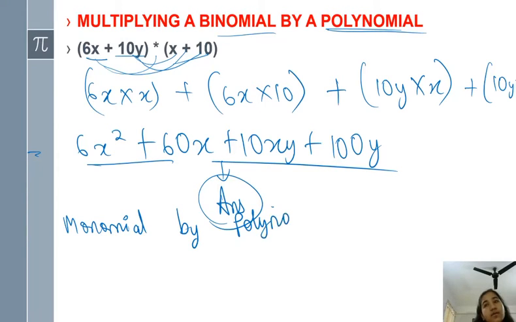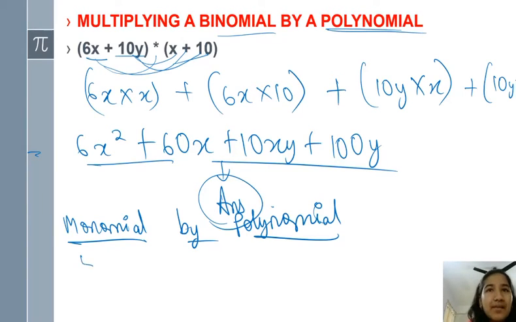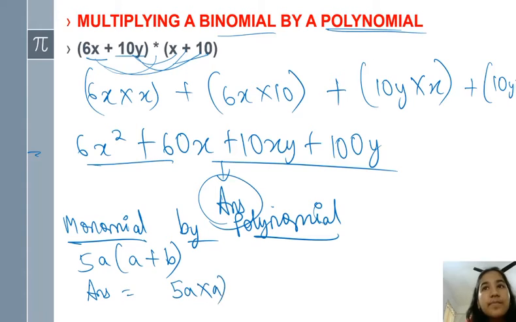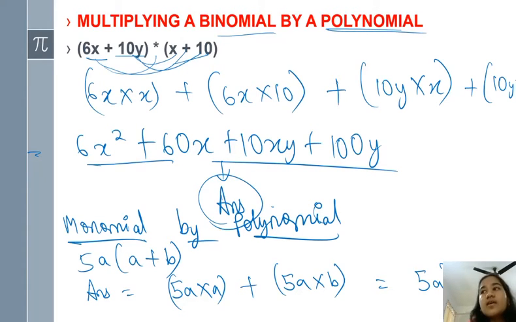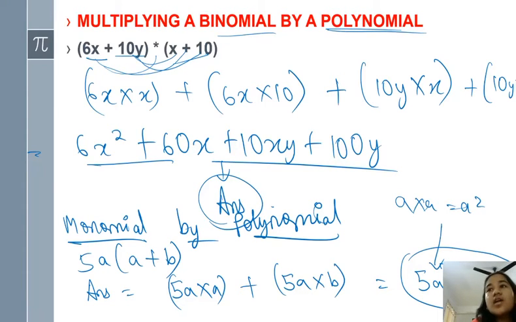Okay, because last time I think you all got confused, I'm going to explain it appropriately. Let me take one example. Simple example. For this, the answer is equal to 5a into a plus 5a into b, which is equal to 5a square plus 5ab. This is our answer. Done. See, a into a is a square, so that's why it's a square, and a into b is ab.